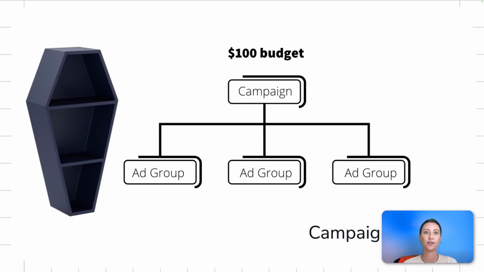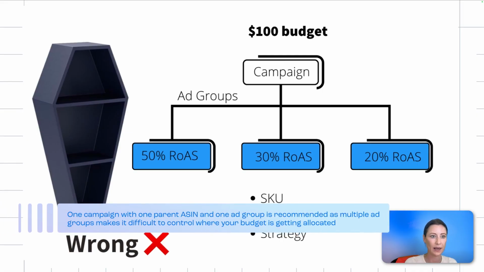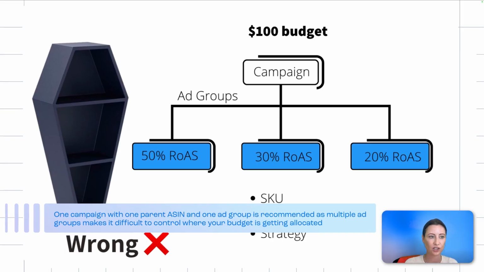I always recommend one campaign with one parent ASIN and one ad group. Now, there's a few reasons for this. We use the coffin shelf as an example in this campaign. If I create one campaign and I have multiple ad groups in there, you cannot control where your budget is going. So if I have a $100 a day budget on my campaign, and let's say I have an ad group for broad match, an ad group for phrase match, and an ad group for exact match.